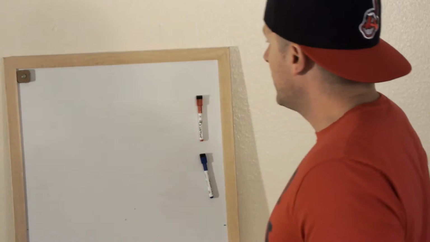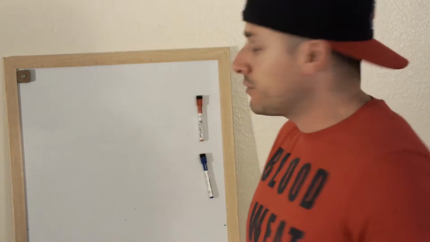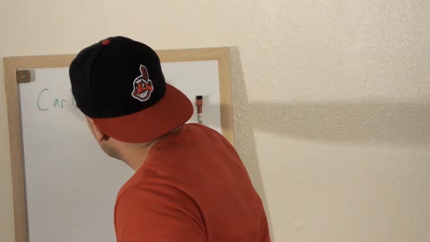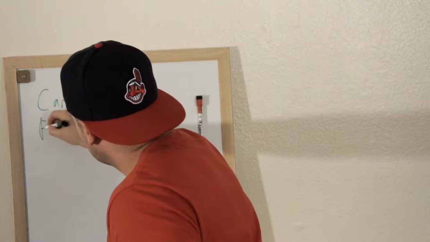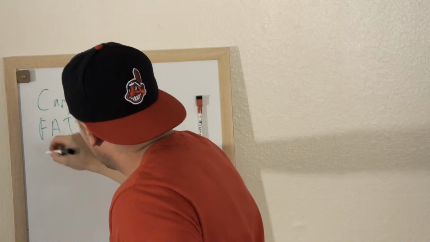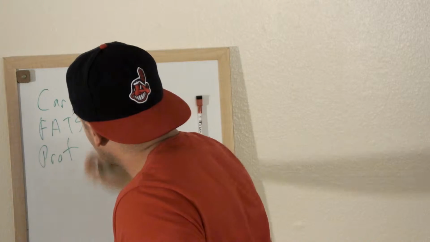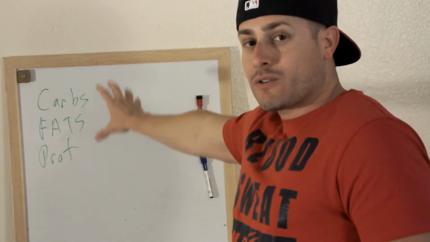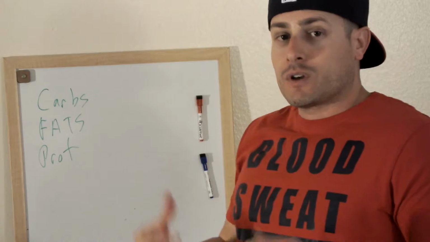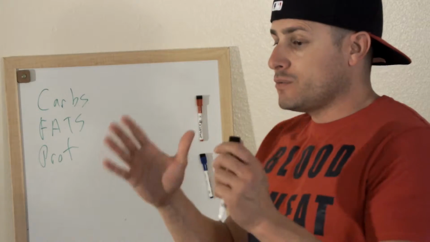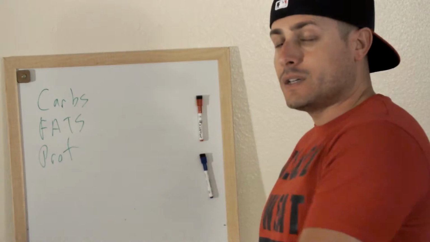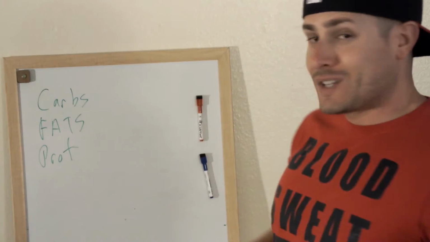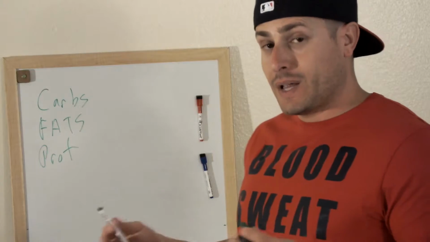Macro is short for macronutrients, which are carbs, fats, and protein. Alright? So by figuring these three macronutrients out, you have what's called a macro plan, and from there you manipulate it in order to cut. Right? So what's needed to develop a plan?